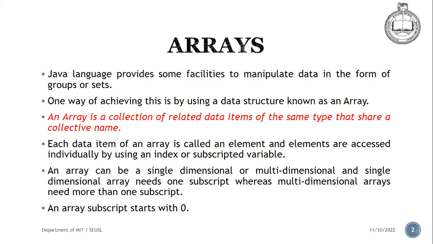It's a collection of related items. Each data item of an array is called an element. That's what I told you, we can call it a data item or an element. Each data item of an array is called an element, and elements are accessed individually by using an index. There is another word for that, a subscripted variable.